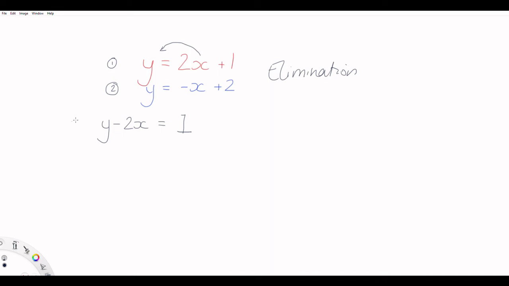Now let's do the same thing to equation 2. We have a minus x here, so we want to do the opposite and get rid of it from the right hand side.